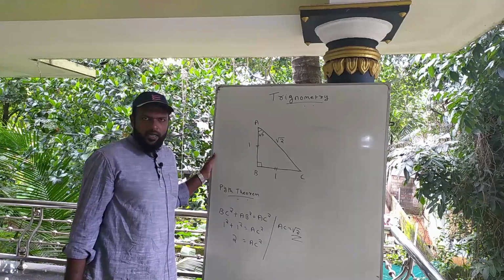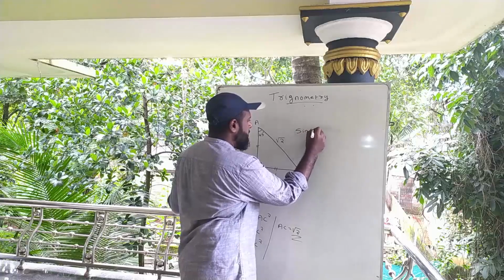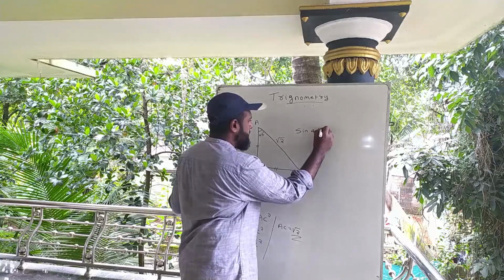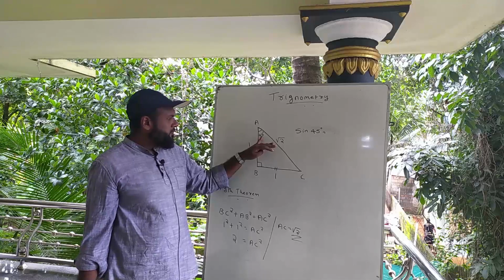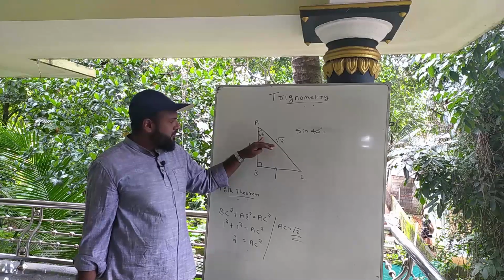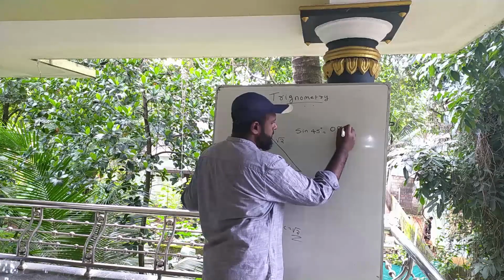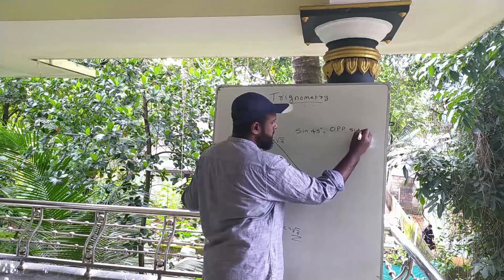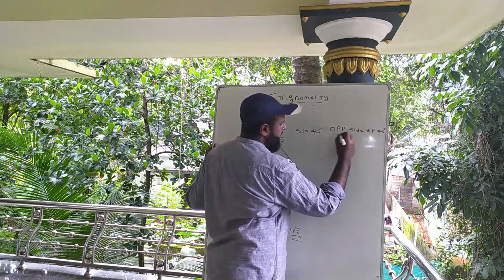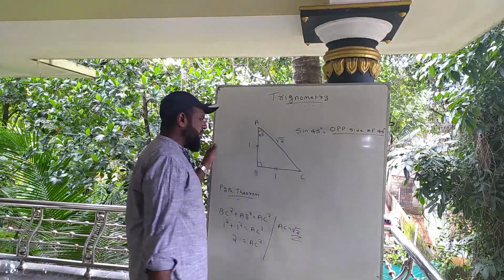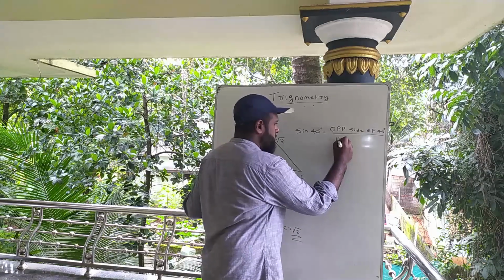First of all, we can find what is sine 45 degree. Here angle A is 45 degree. So sine 45 degree is opposite side of 45 degree divided by hypotenuse.